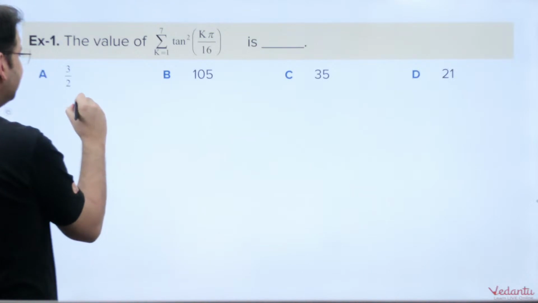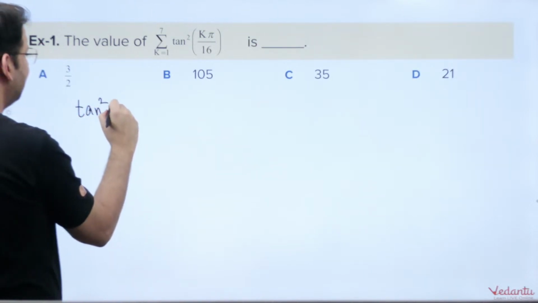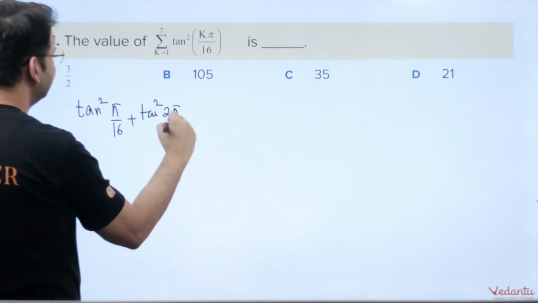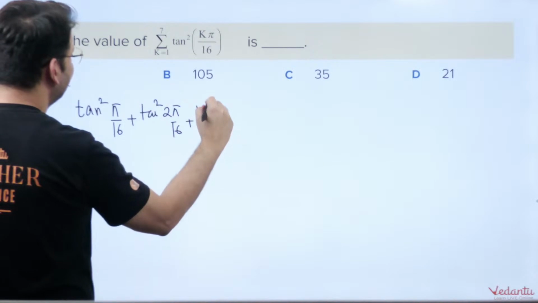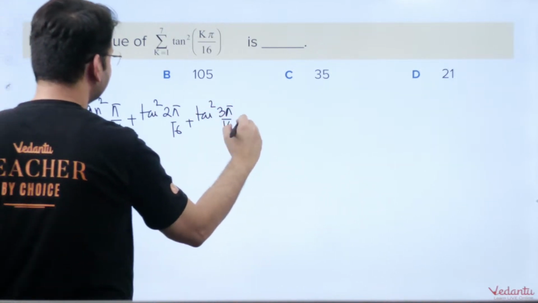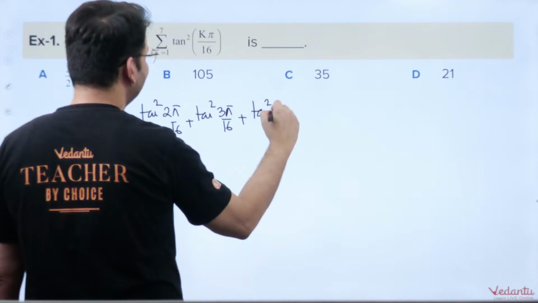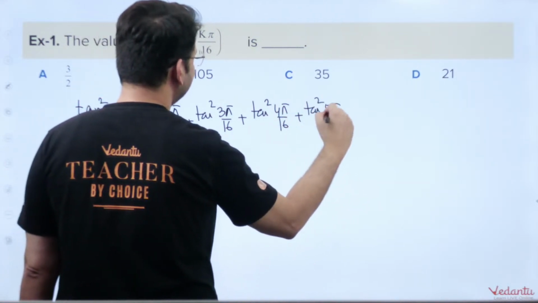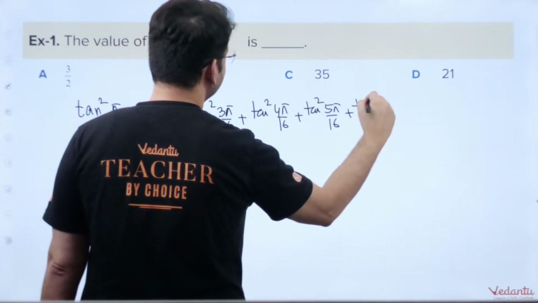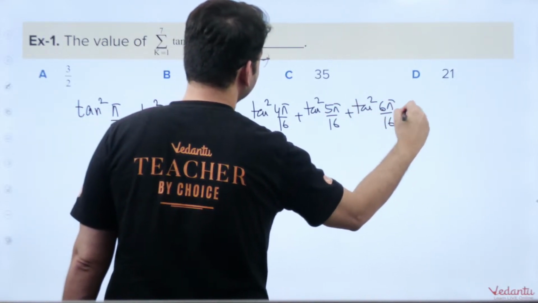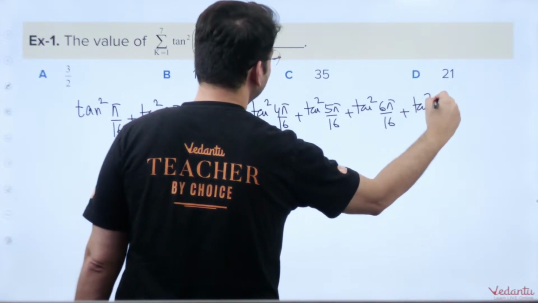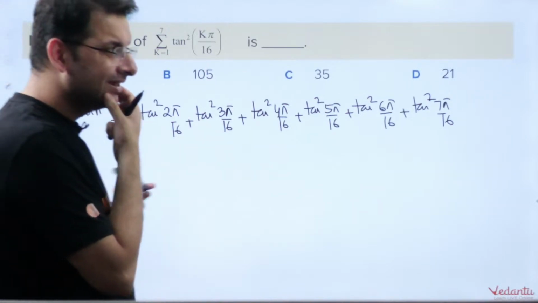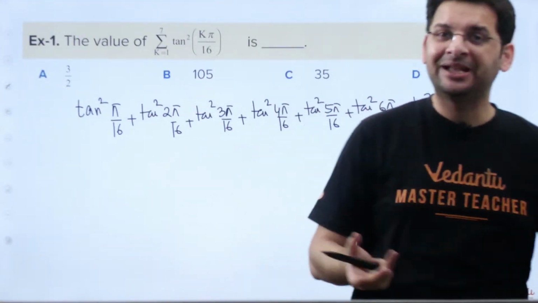The first term being tan square pi by 16, tan square 2 pi by 16, tan square 3 pi by 16, tan square 4 pi by 16, tan square 5 pi by 16, tan square 6 pi by 16, tan square 7 pi by 16. So ideally you should not be writing all this expression. You should know that this straight away becomes simplified.